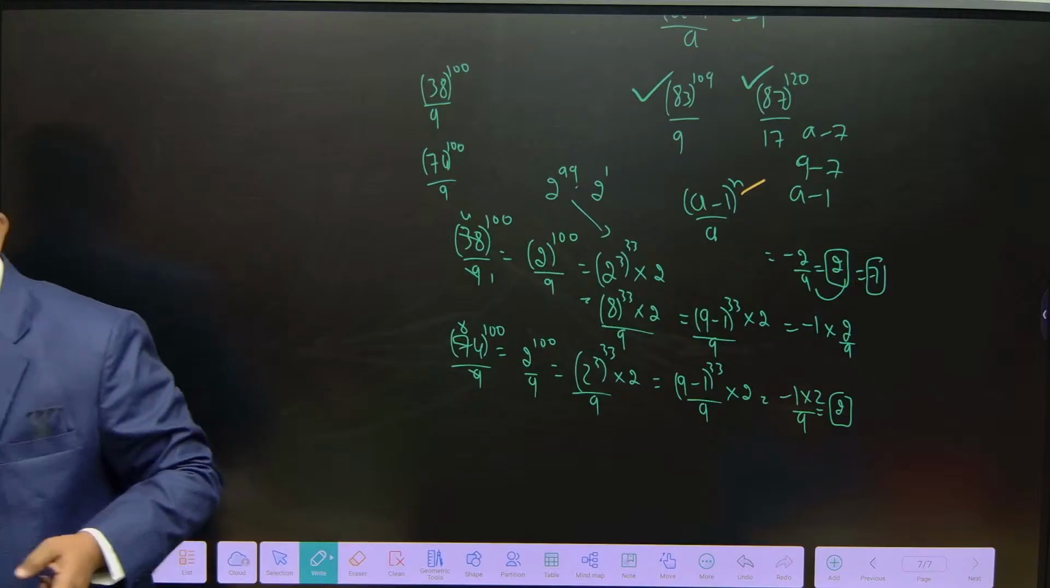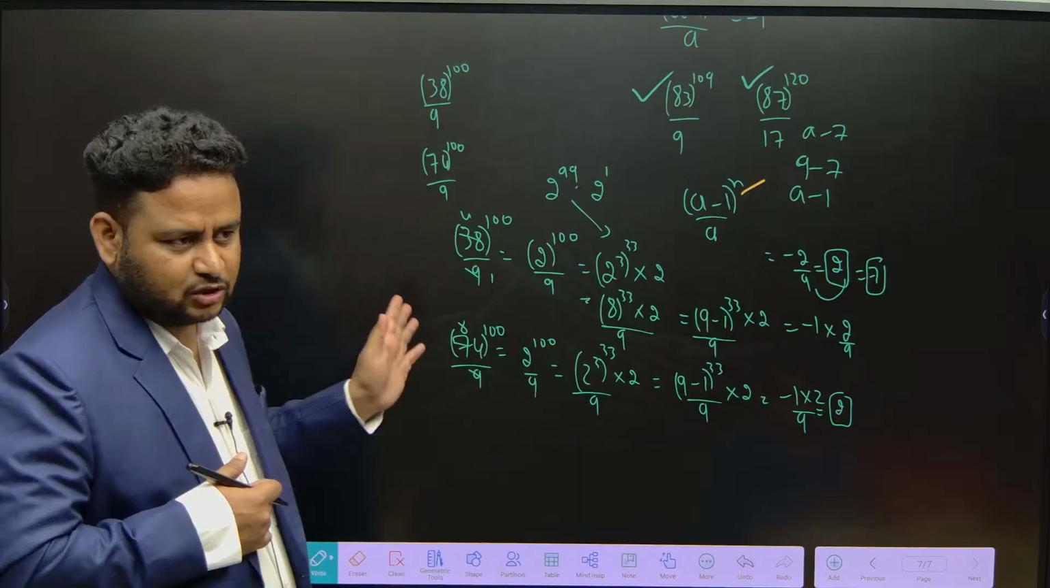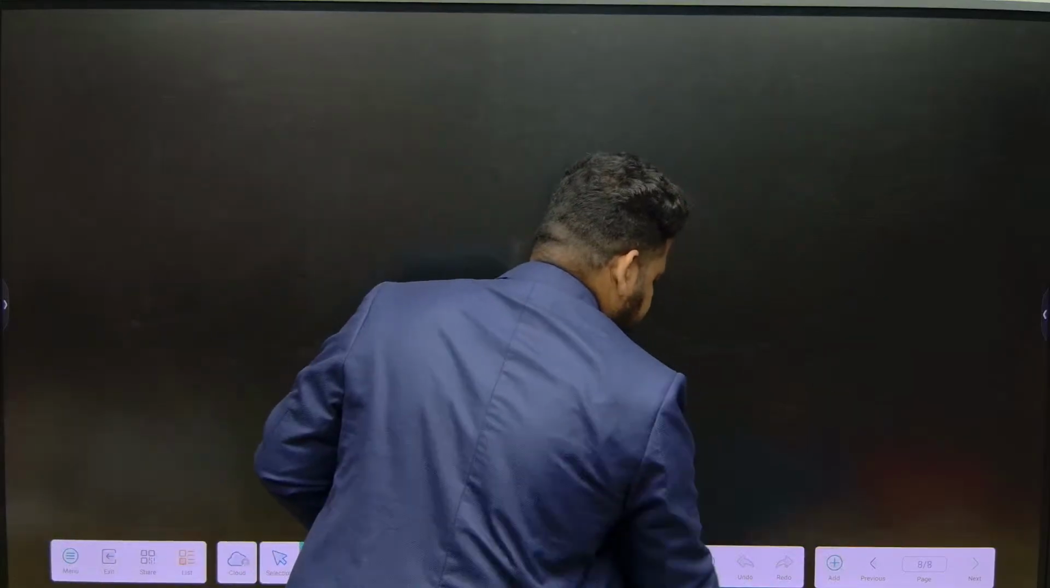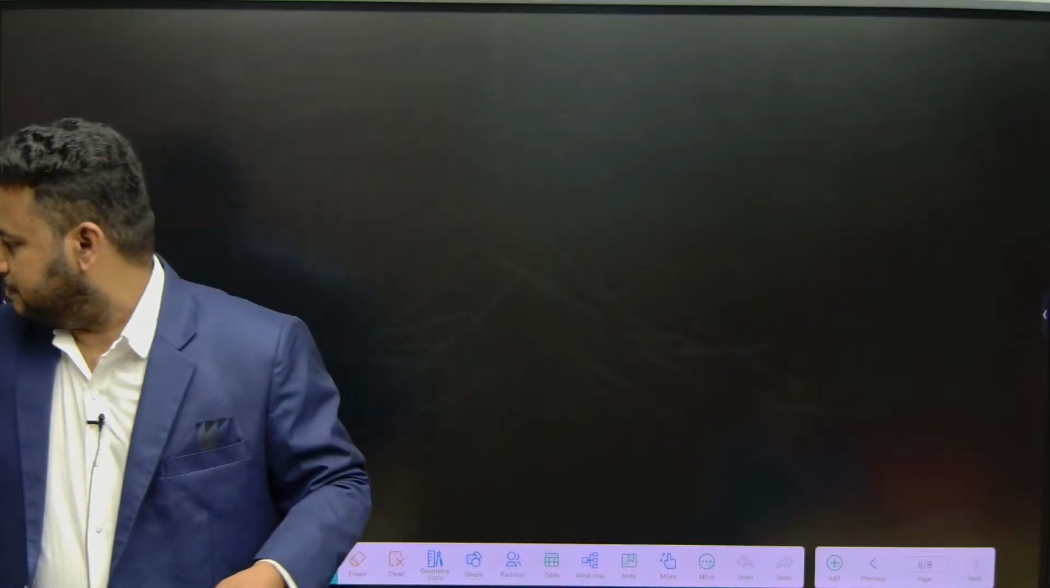Okay, so this is remainder theorem, when it is a prime number and when it is a non-prime number. Now let us start with HCF and LCM. I know I will not be able to complete it now. We will be continuing in the next class also, but let us start.